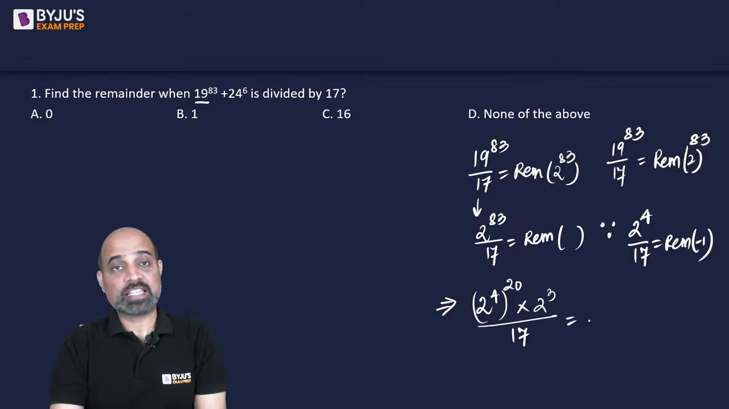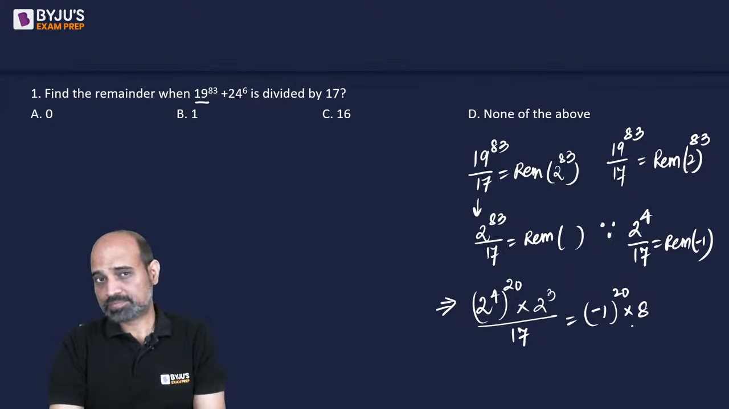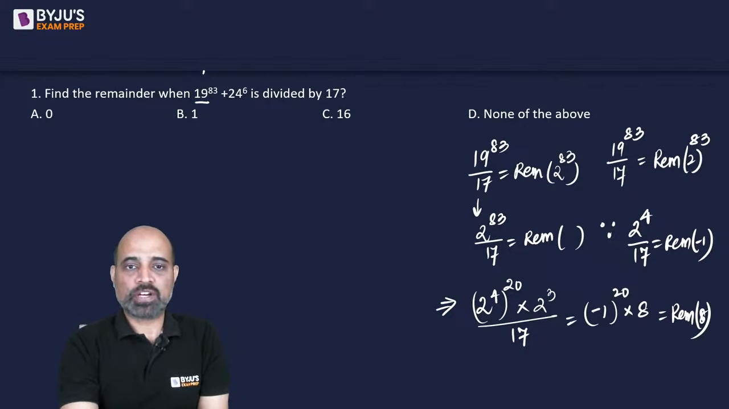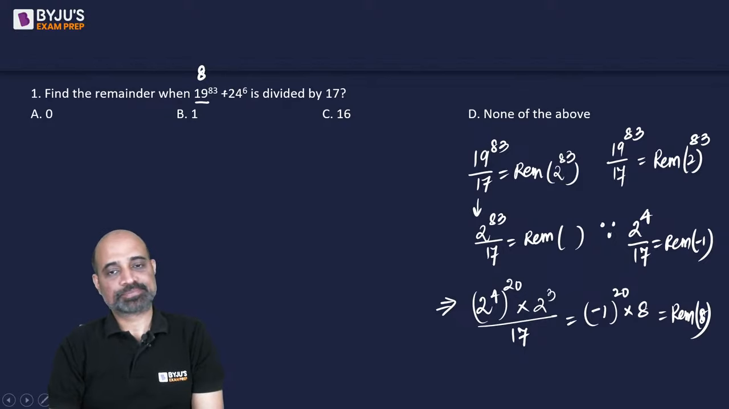Now solving this in parts, 2 to the power 4 when divided by 17, you will get the remainder as -1 to the power 20, and this is 2 cube, which is 8. So -1 raised to 20 is 1. 1 into 8 will remain 8. So we'll get the remainder as 8. So from the first one, we'll be getting the remainder as 8.